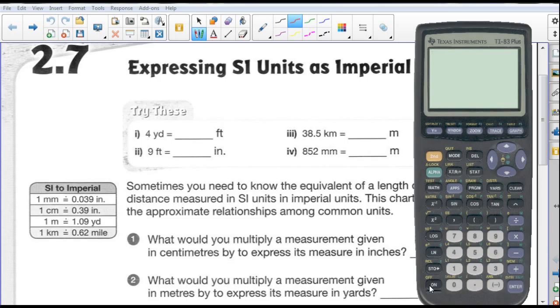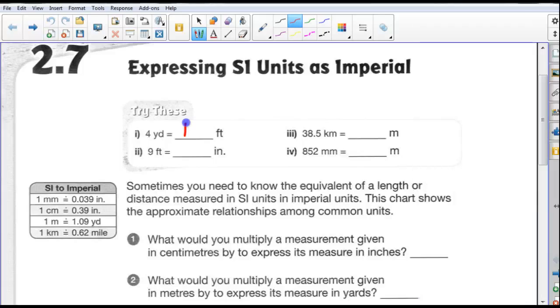So we want to have 4 yards and we want to know how many feet it is. Well, we need to know that it takes 3 feet to make 1 yard. So 4 yards, we just take 4 times 3, which is 12 feet. 4 yards is 12 feet.